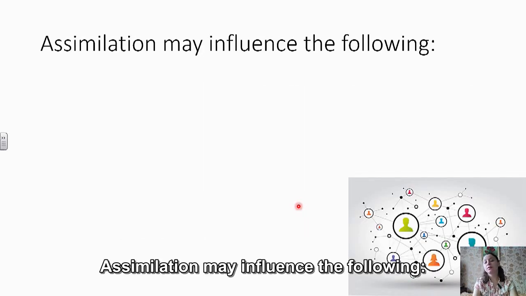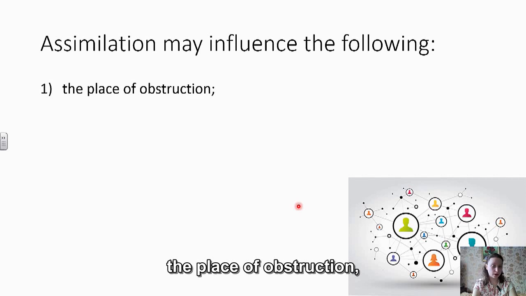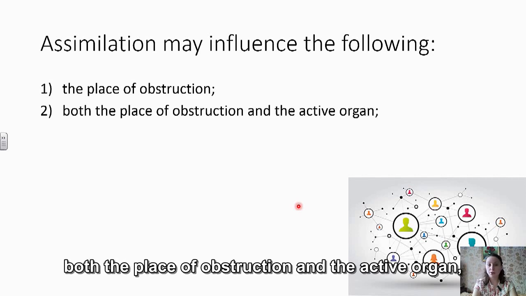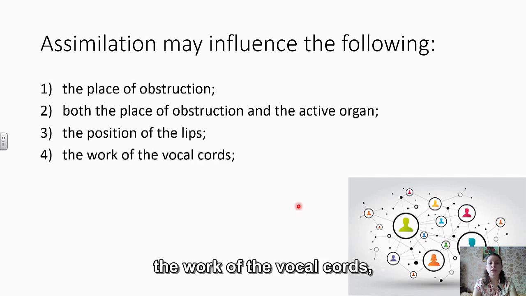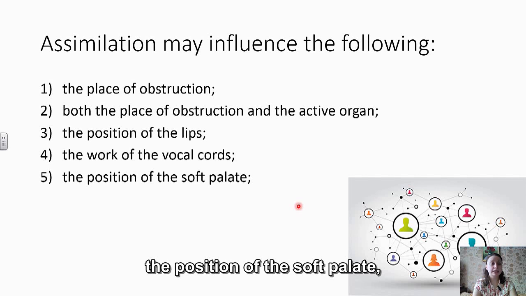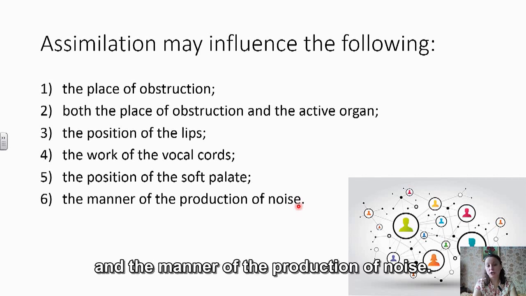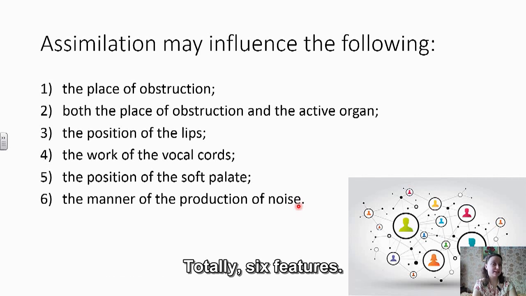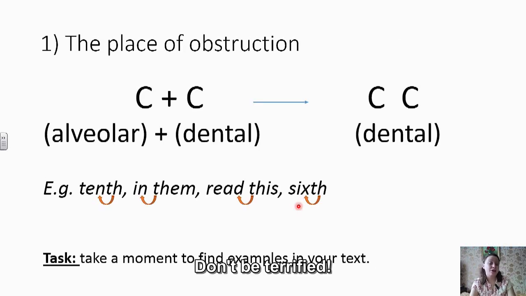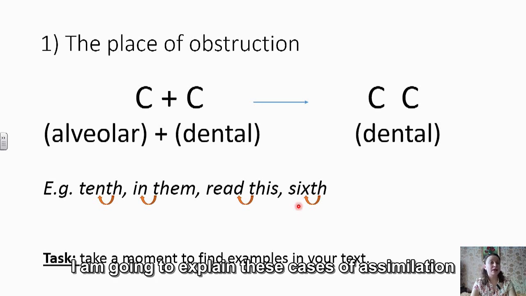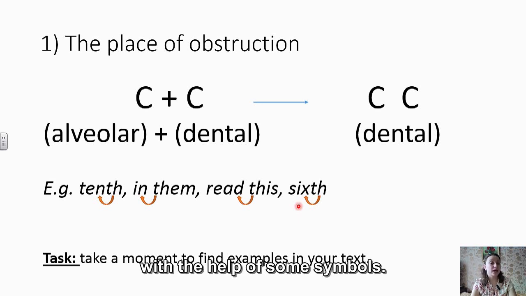Assimilation may influence the following: the place of obstruction, both the place of obstruction and the active organ, the position of the lips, the work of the vocal cords, the position of the soft palate, and the manner of the production of noise. Totally 6 features. Let's describe each of them. Don't be terrified. I'm going to explain these cases of assimilation with the help of some symbols.